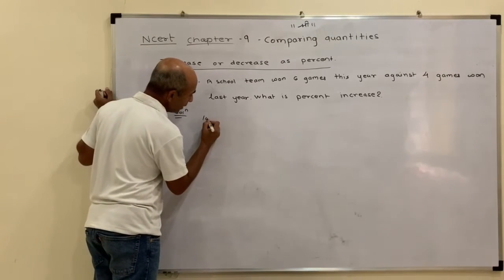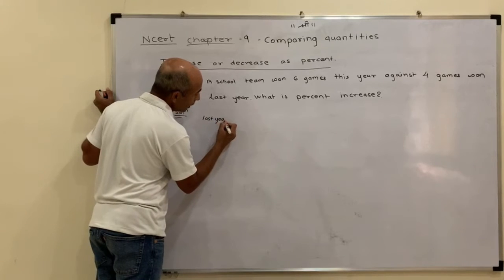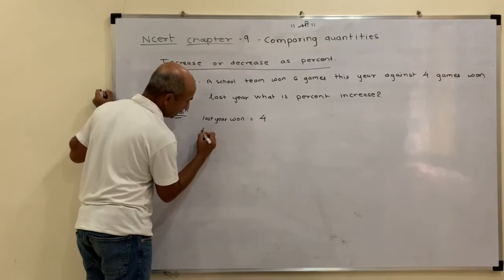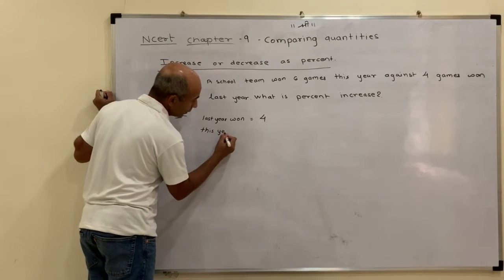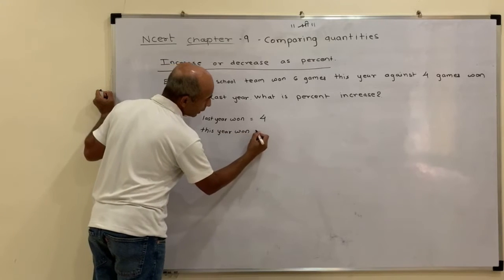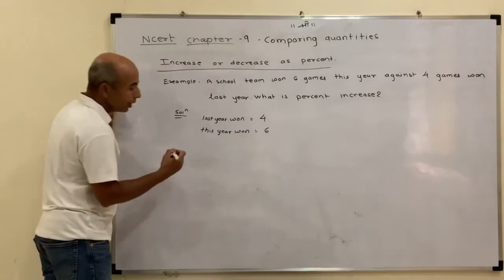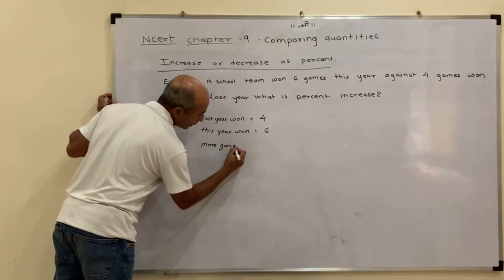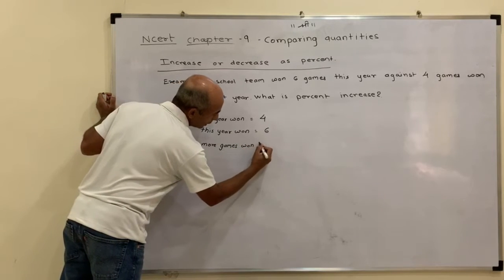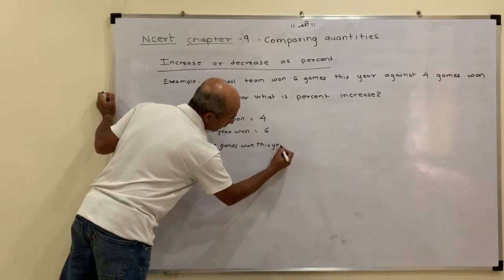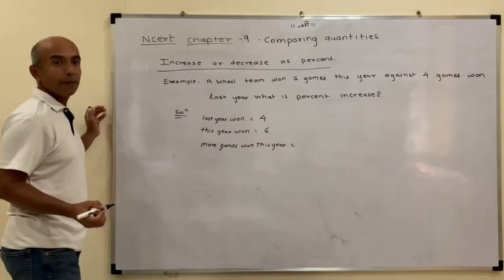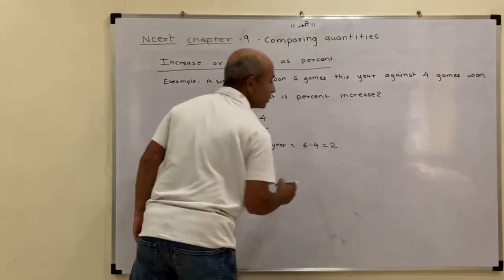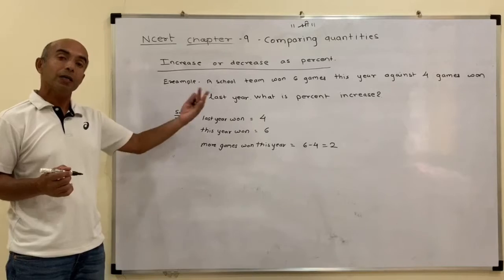Now last year 4 games. This year 6 games. More games won this year. How many more games did it win? 6 minus 4. So it won 2 games more compared to what it won last year.